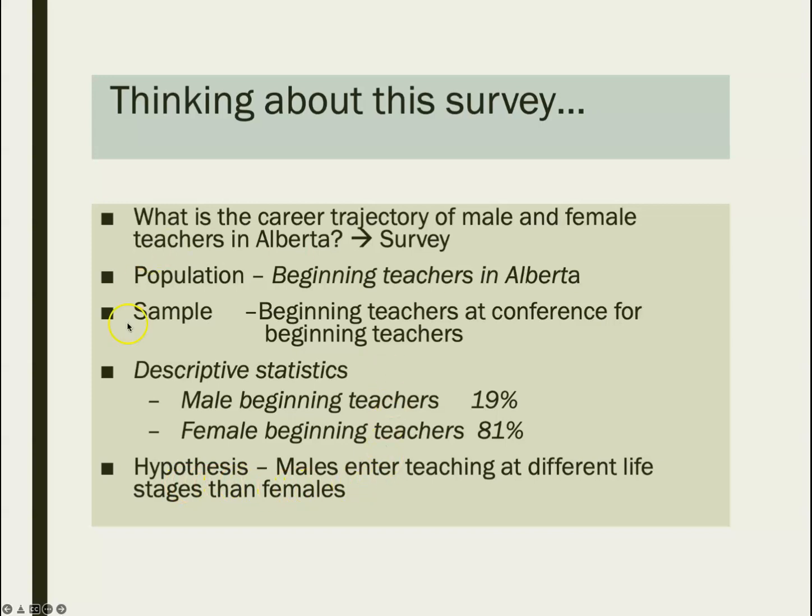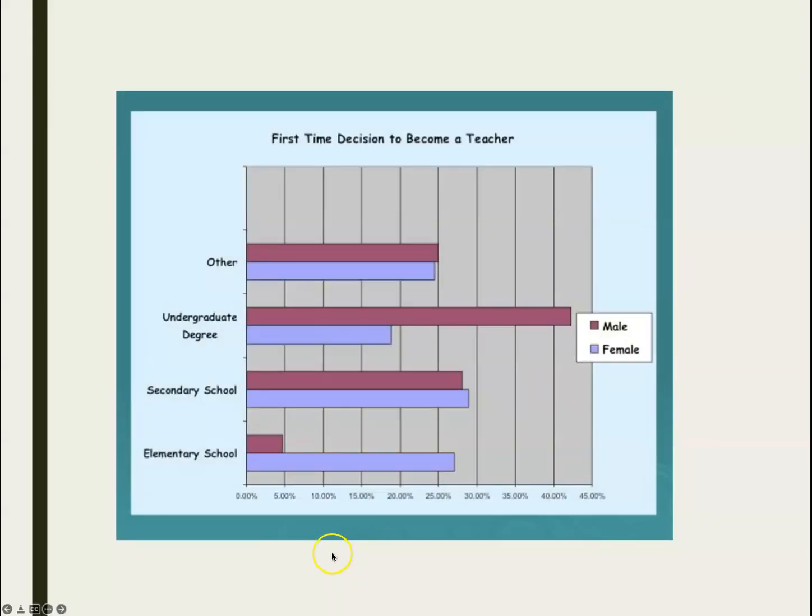Now, my hypothesis is, based on all of this information, that males enter teaching at different life stages than females. Is that the case? Well, we looked at this question using the time when a decision was made by that individual to become a teacher. And then we looked at the gender distribution. The number of males who decided to become a teacher when they were in elementary school was very small in comparison to the number of females that made that decision at the elementary school level.